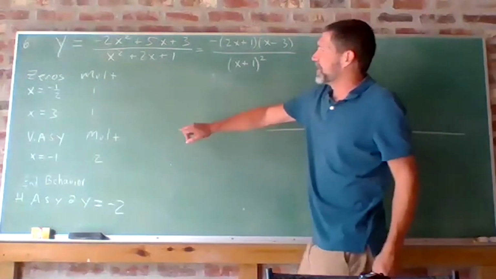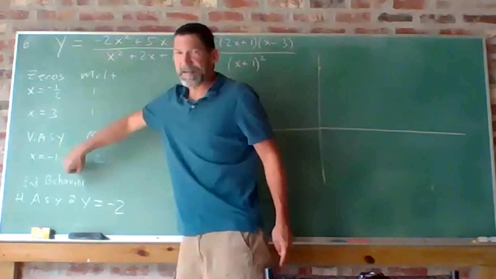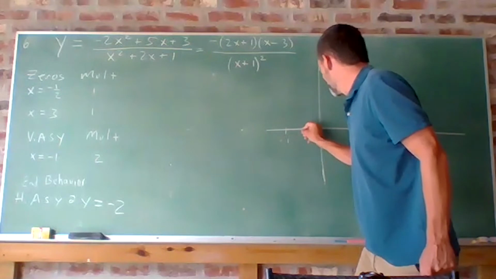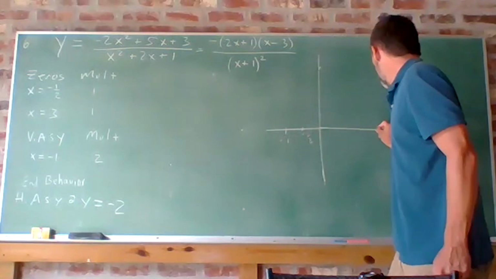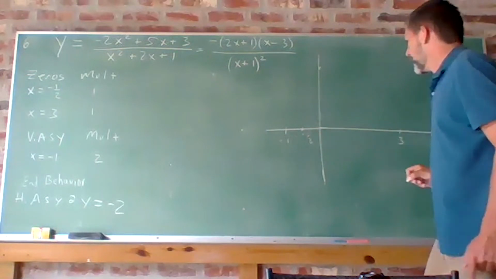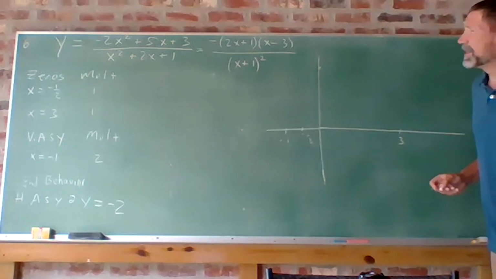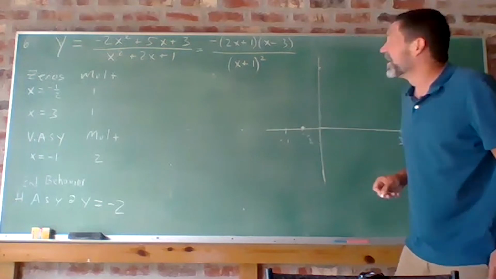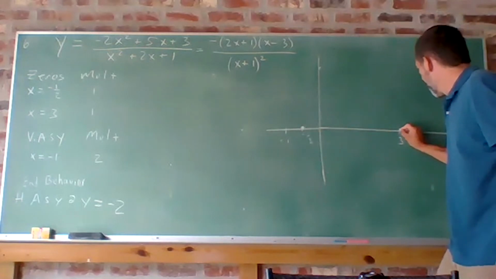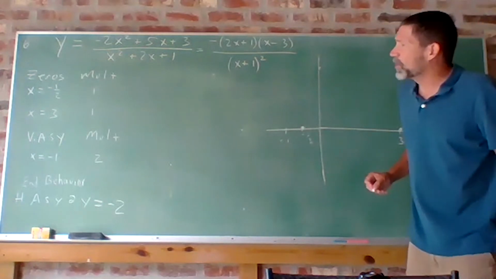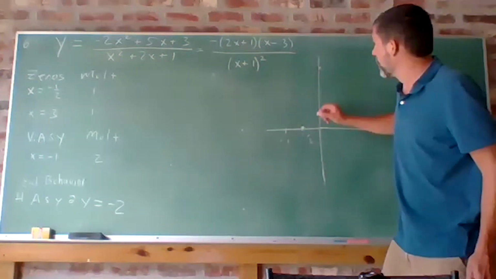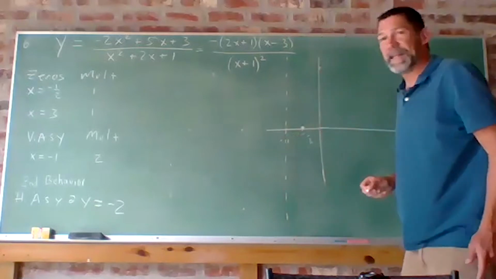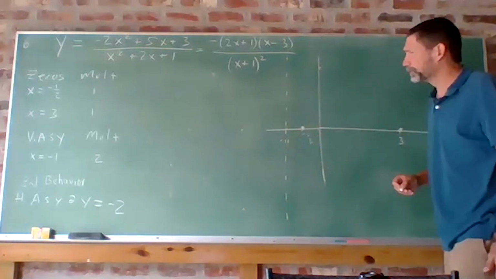So the values I'm interested in are x equals negative 1/2, 3, and negative 1. I want to make sure those are really identified. So here's negative 1, negative 1/2, 1, 2, 3. The zeros occur at negative 1/2, that's an actual point, and x equals 3. And I have a vertical asymptote at x equals negative 1. Remember, those vertical asymptotes are a dashed line that my graph will approach.